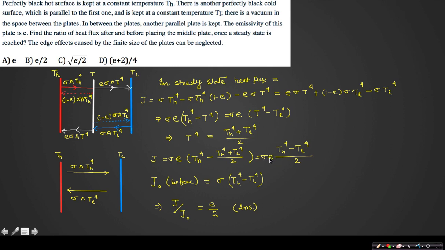Multiplied with the sigma E terms, right? And before it was sigma into (TH power 4 minus TL power 4) only. So after by before, if I find the ratio of this, definitely it is going to be E by 2. So that should be your answer, option B. That's all for today. See you in the next video.